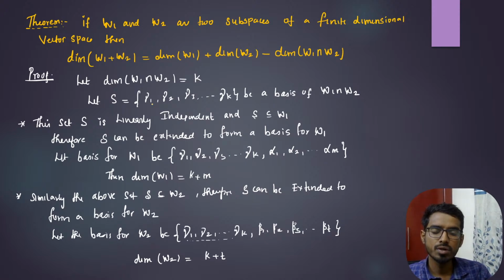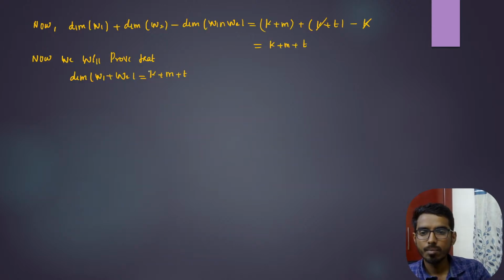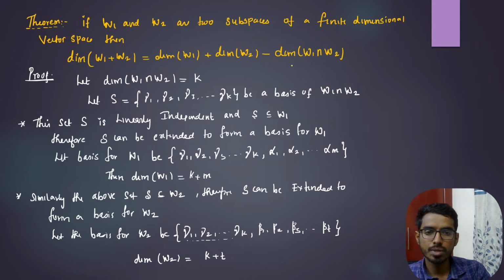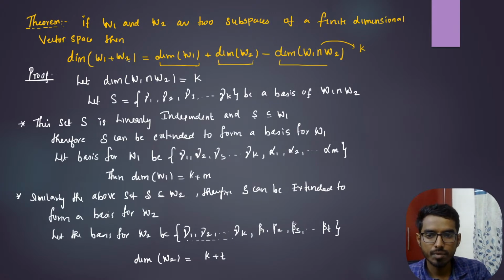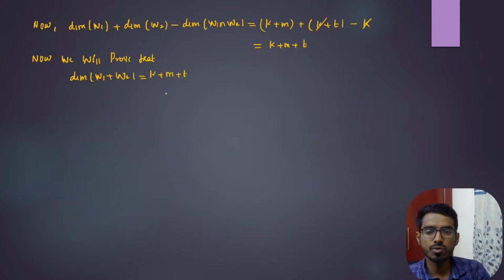So let S equal gamma 1, gamma 2, gamma 3 and so on up to gamma k be a basis for W1 intersection W2. So this S is independent. These are clear. I have assumed this dimension to be equal to k, and I have found the dimension for these two with respect to this. So I have found the dimension for the entire thing, which turns out to be k plus m plus t. Now we will prove that the dimension of W1 plus W2 is equal to k plus m plus t. Right? Okay.